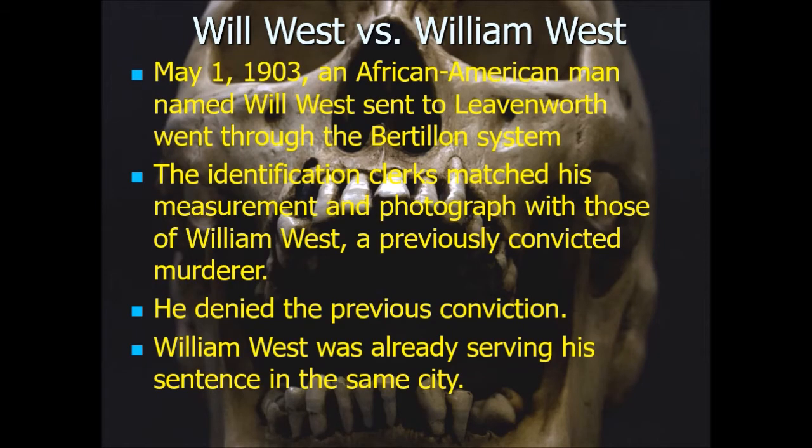But the thing that drove the end of the Bertillon measurement system happened in 1903 in the United States at Leavenworth Prison. This is the Will West versus William West case. It is hilarious, and you hear me giggling already. The next slide is frankly going to blow your mind. First of all, May 1st, 1903, an African-American man named Will West was sent to Leavenworth Prison. He went through the Bertillon system. The identifying clerk matched his measurements and the photograph with those of a guy named William West, who had a previous conviction of murder.